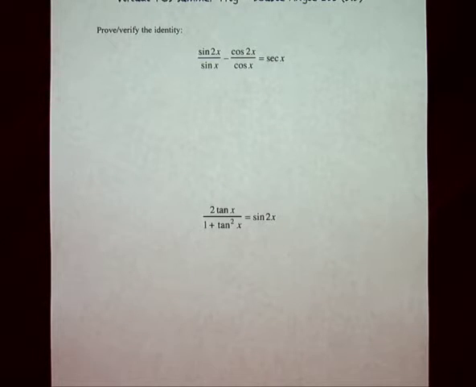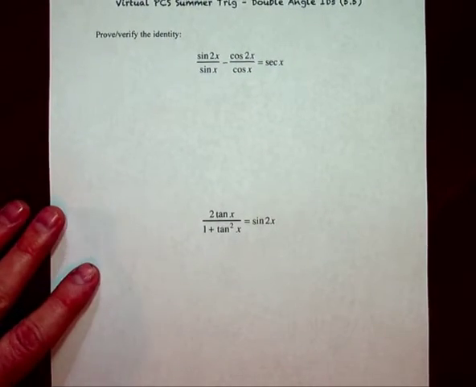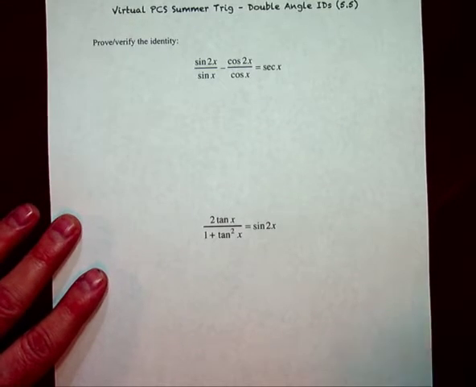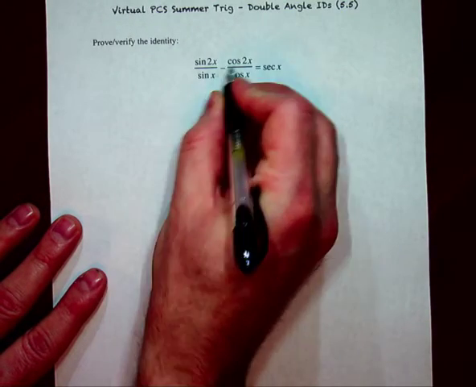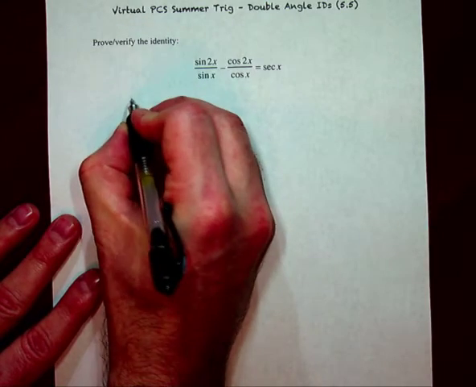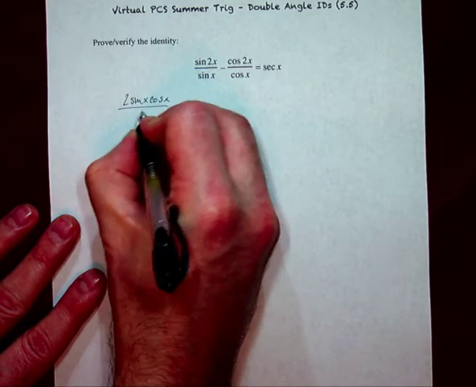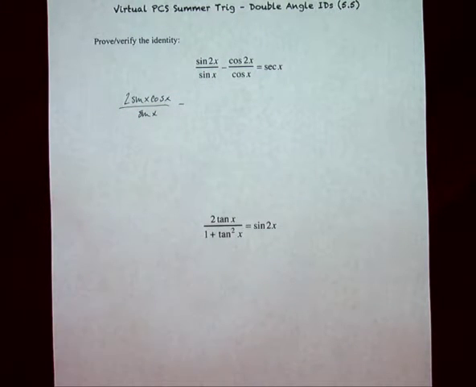Alrighty, let's go ahead and take a look. Okay, it says prove or verify. Now prove that that is secant x. Okay, well, let's take a look at it. I know that if I expand those numerators, because I have no reason to believe it would be anything else, I get 2 sine x cosine x over sine x. But I also remember that cosine of 2x becomes a binomial, and I can put those independently over the denominator.